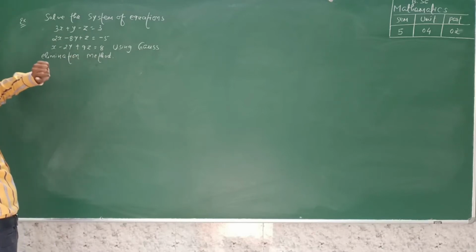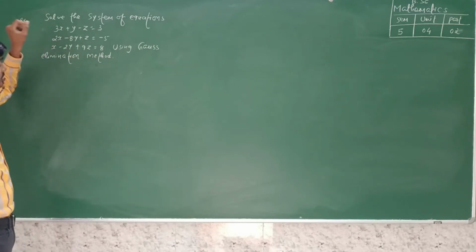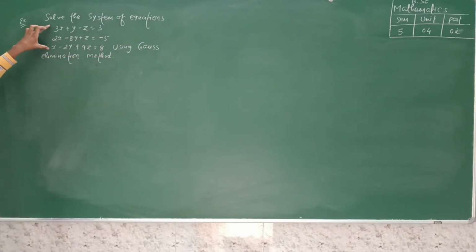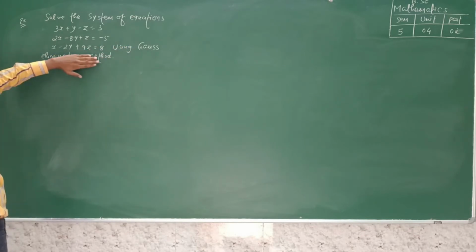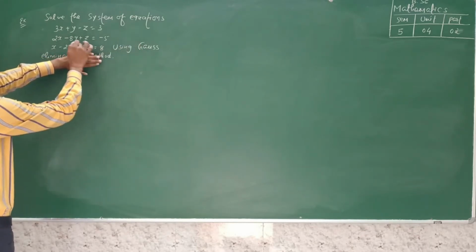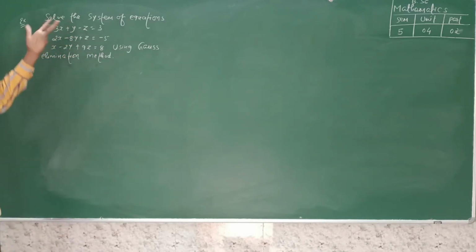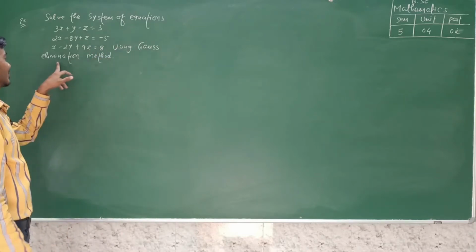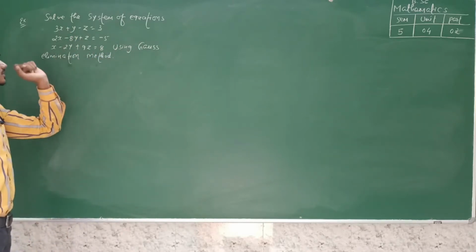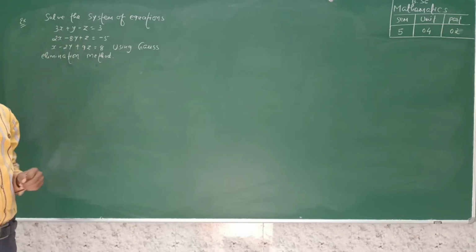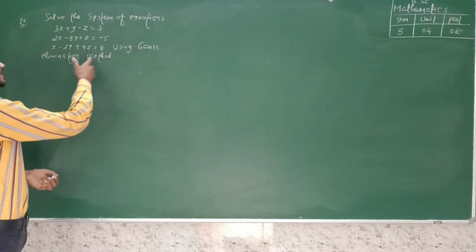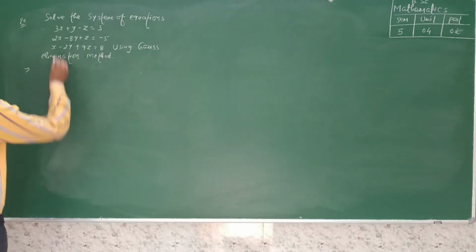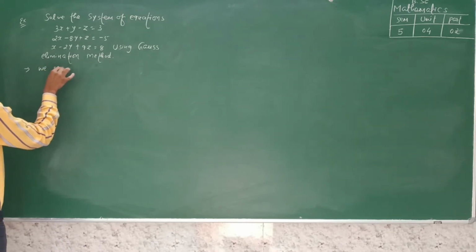But in the university exam, this question is asked this way: solve the system of equations, and three equations are given, but it is not written there to use the Gauss elimination method. So these three equations can be solved by using any method. But whenever it says using the Gauss elimination method, this system of equations can be solved only using the Gauss elimination method. So in the Gauss elimination method, we make a matrix form.